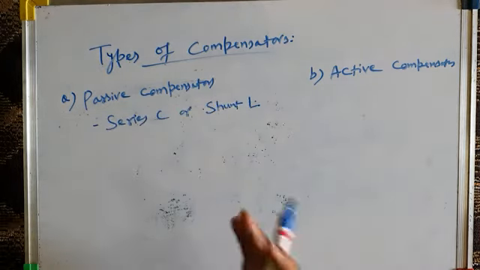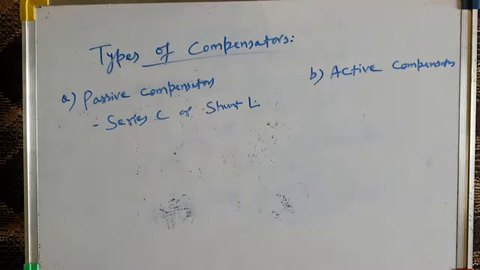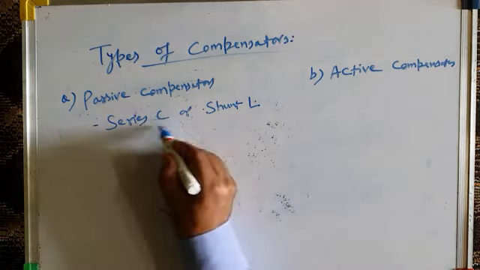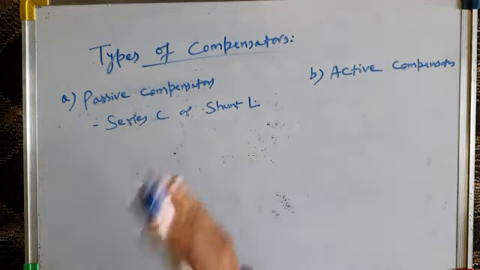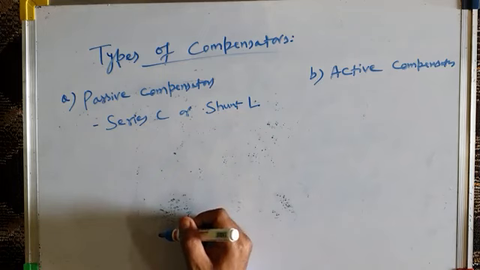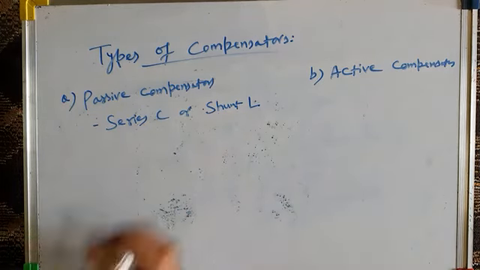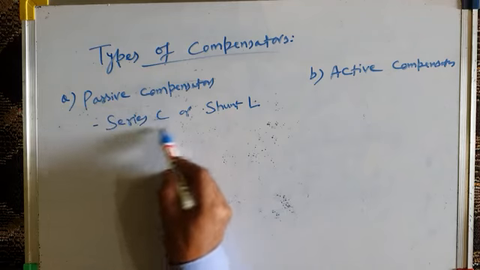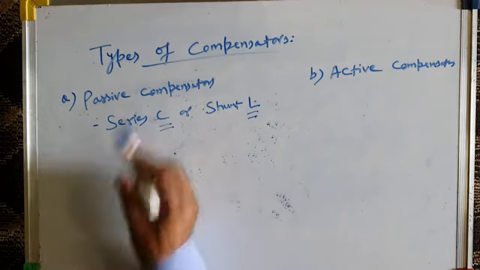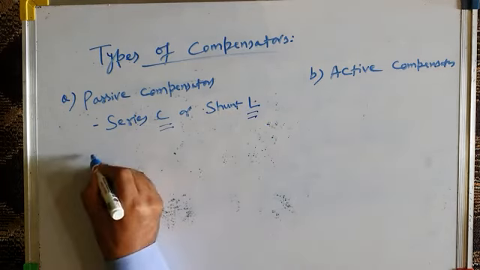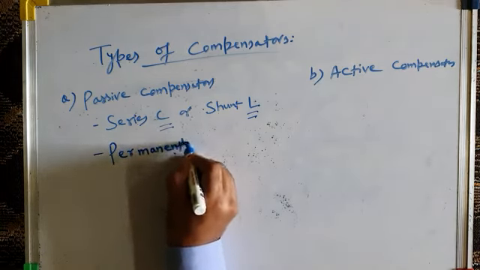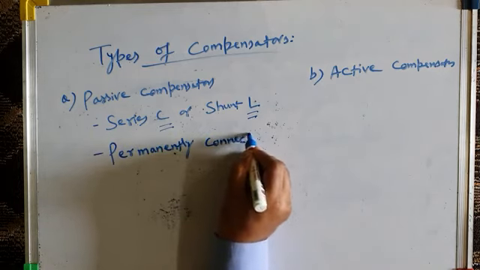We may connect an inductance across a transmission line, or we may connect a series capacitance in series with the transmission line. C we connect in series with the line, and L we connect across the line. So these are passive components. Capacitors and inductors are passive components. That's why this type of compensation is called passive compensation, and compensators which connect C in series or L in parallel with the transmission line are called passive compensators. These passive compensators are permanently connected, or they may be switched.